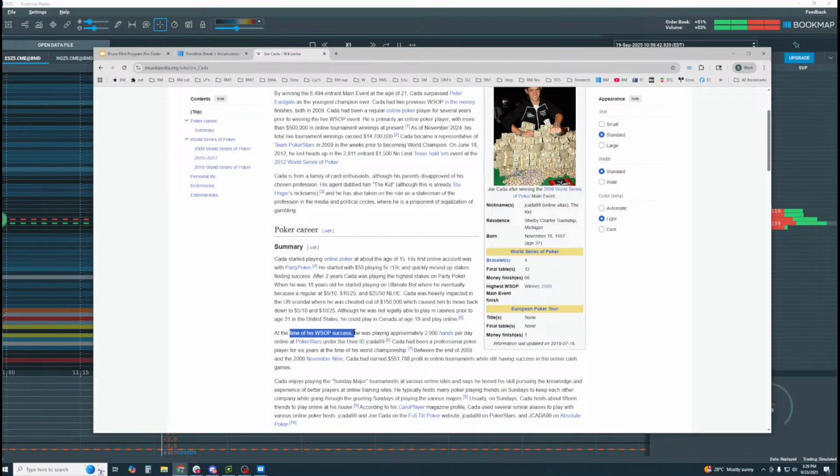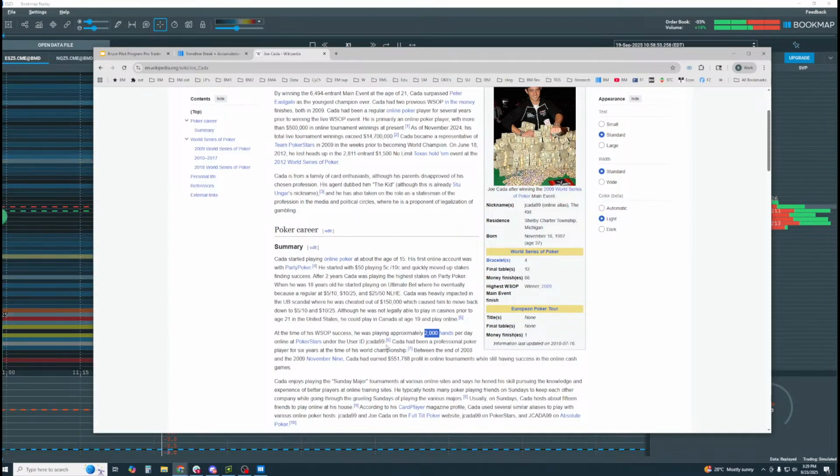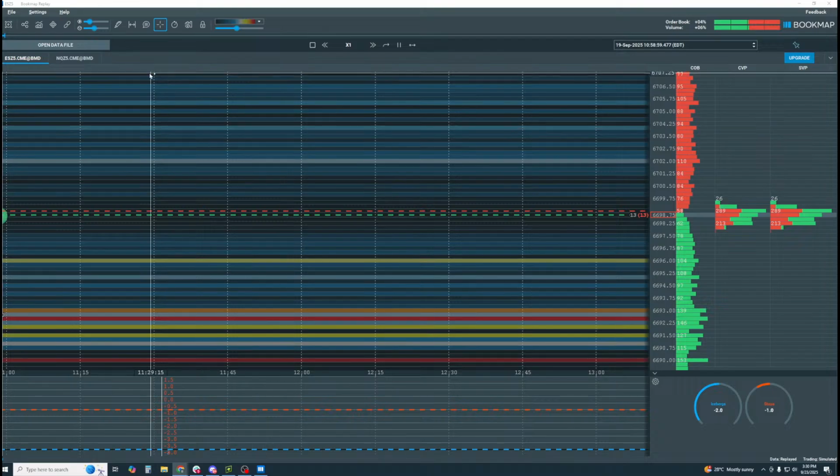At the time of his World Series of Poker success, he was playing approximately 2,000 hands per day on online poker at PokerStars, user ID JCotta99. All right, there you go. This is the process we're going to be going through too.